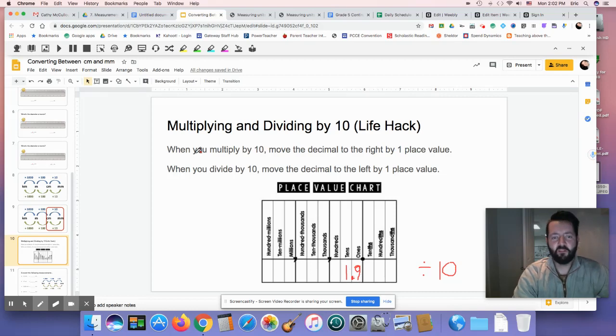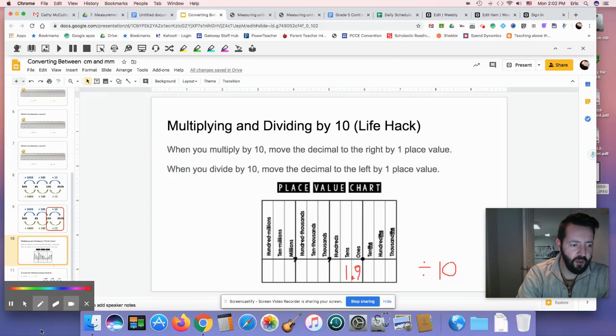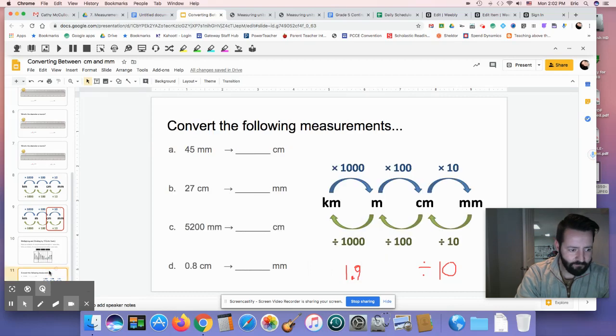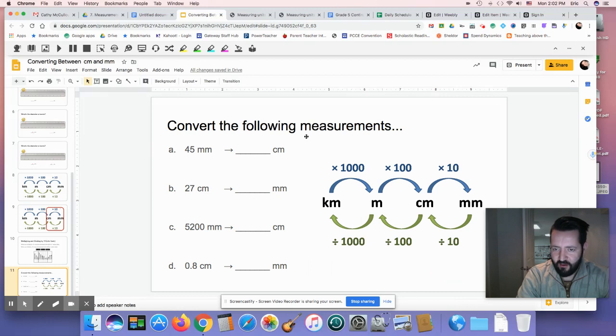Okay, so that's just a really, really useful skill for multiplying and dividing by 10. It'll save you from having to whip out a calculator or do long division. Heaven forbid you should have to do that. Okay, so let's then move on to a few examples. So I've got this chart off to the right here just to help us out again.